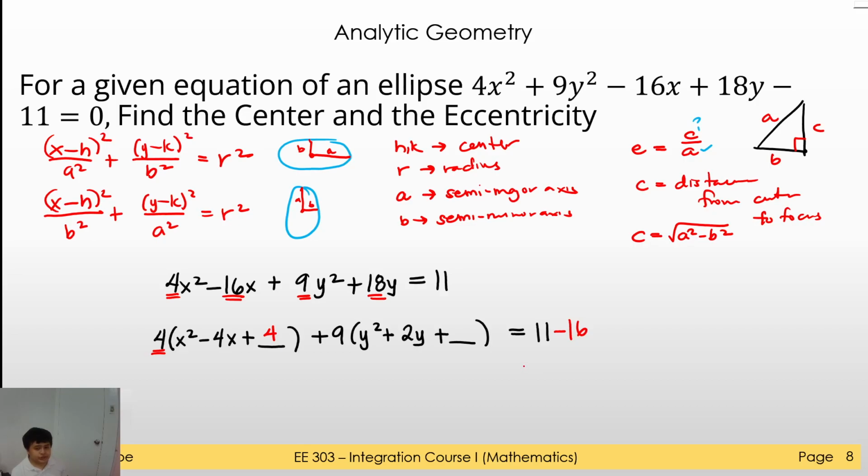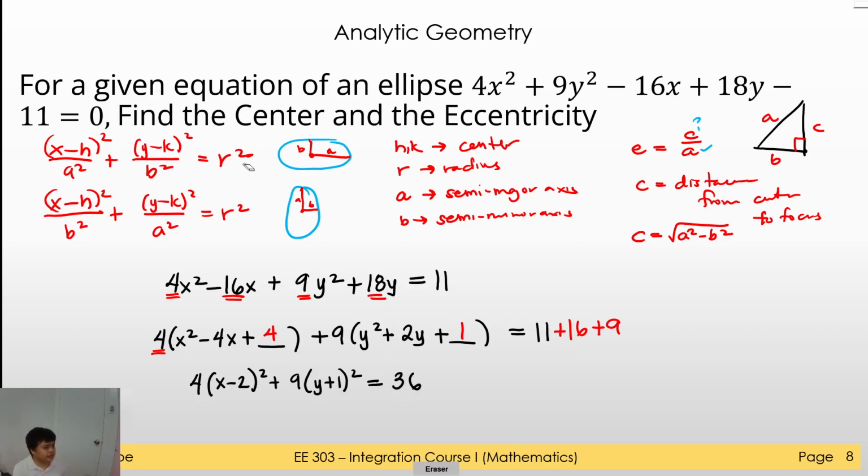Sorry, not subtract, but add. I forgot. If it is on a different side, you should add to make things balanced. Okay, sorry. And then for the other one, we have to add 1 here. If we add 1 here, we have to multiply this as well by 9. So 9 times 1, so we have 9 to the other side. Simplifying this, we have 4 times (x minus 2) squared plus 9 times (y plus 1) squared equals 11 plus 16 plus 9. So we have 36 here.